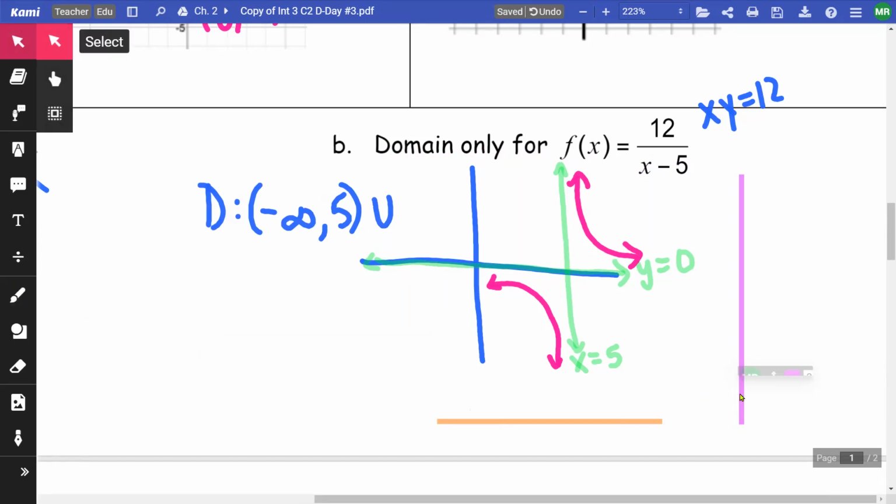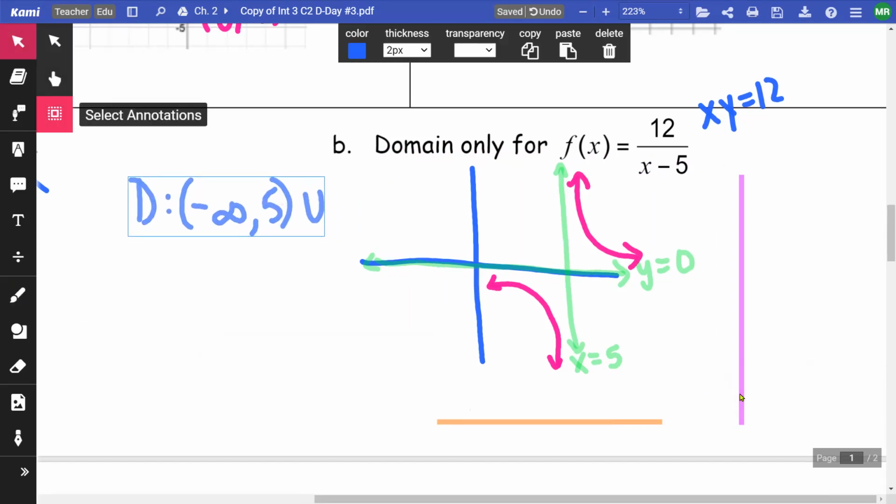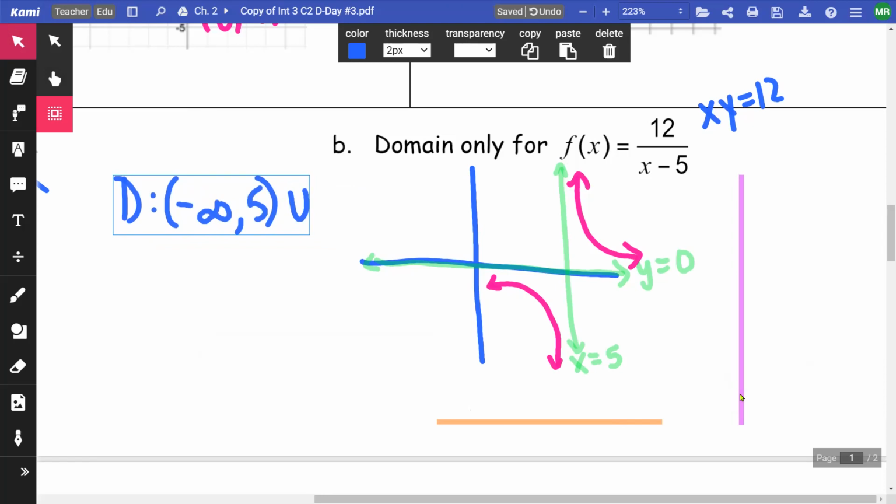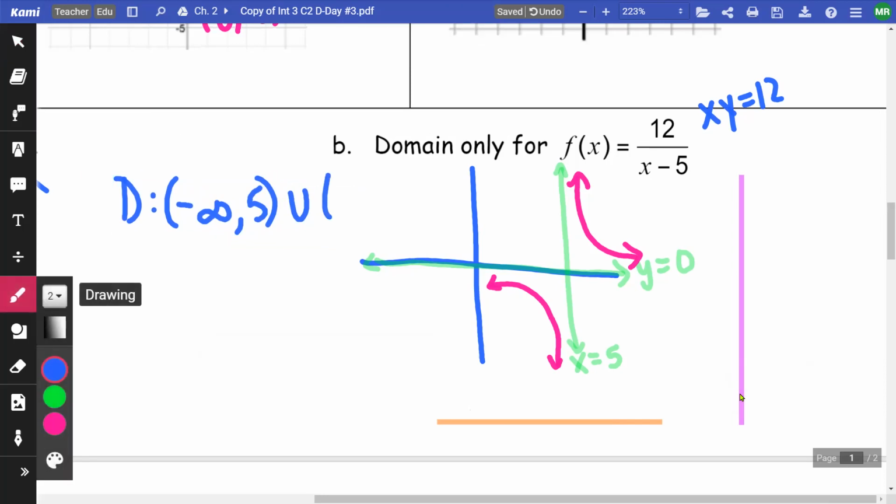And let me just scooch this out a little. I don't know why I'm writing on top of my graph. Okay, give myself some room. Okay, and then it's going to be union because I have 2 pieces. So I need to give both of the pieces. And so the other piece is going to be from 5, but not including 5. So it's a parenthesis, not a closed bracket, to infinity. So this basically means everything but 5 is my domain.